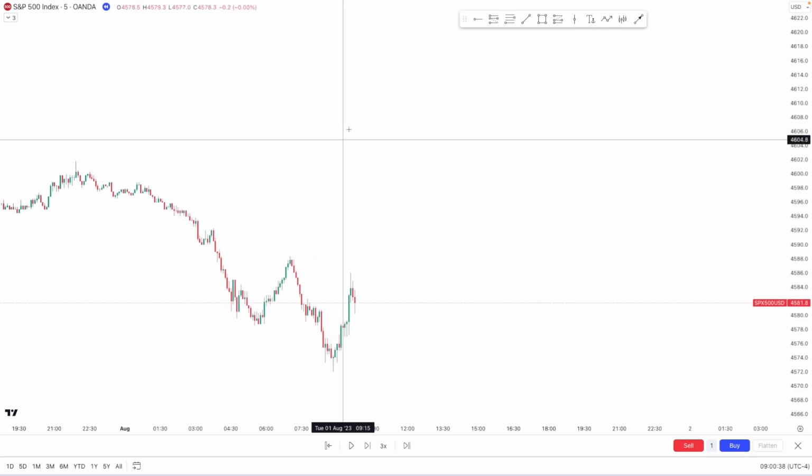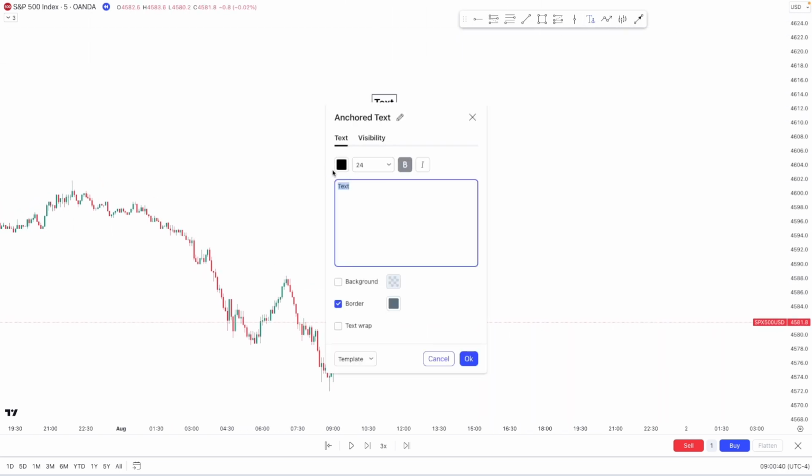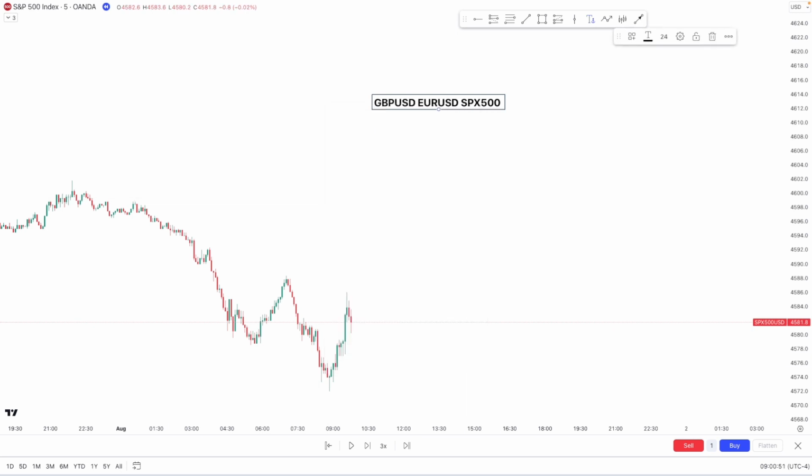So the first thing you have to do is get the basic pairs you're going to trade the strategy on. The pairs which you're going to trade this on are GBPUSD, EURUSD, and SPX 500. You can also trade it on NAS 100 if you do want to. However, these are the three best pairs I have seen, which actually work in my favor the most.